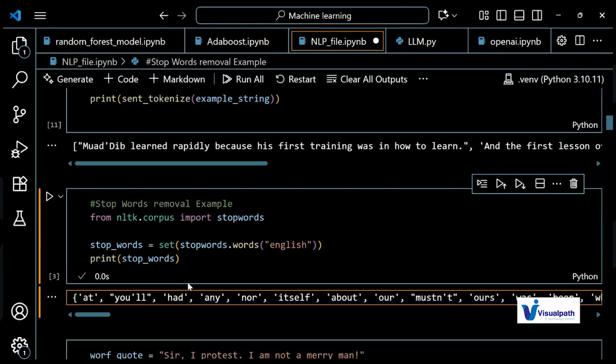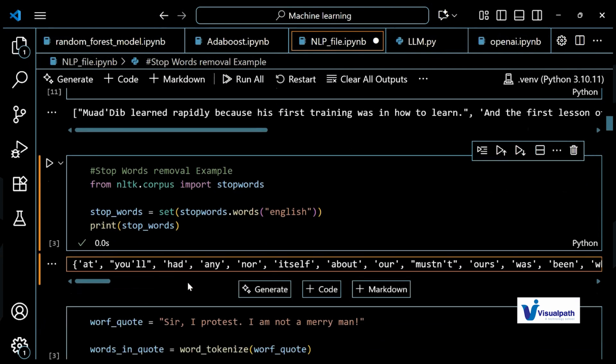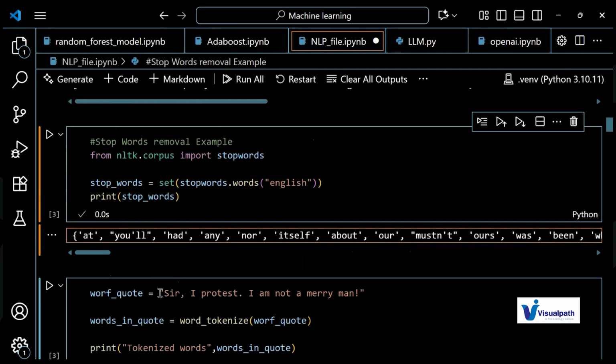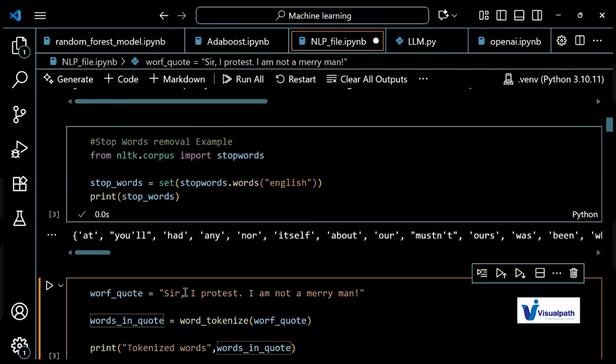So let's implement this stop words removal using an example here. The input I am taking to remove the stop words is: Sir, I protest, I'm not a merry man. So this is my input.